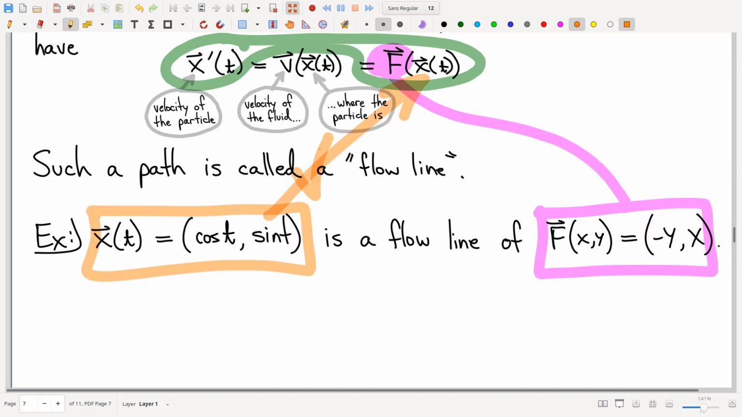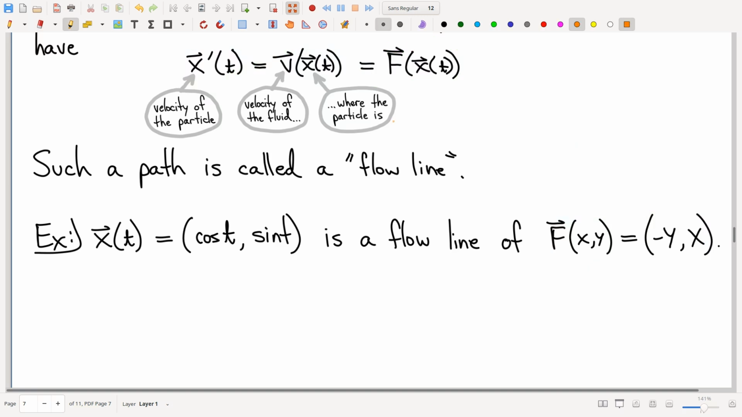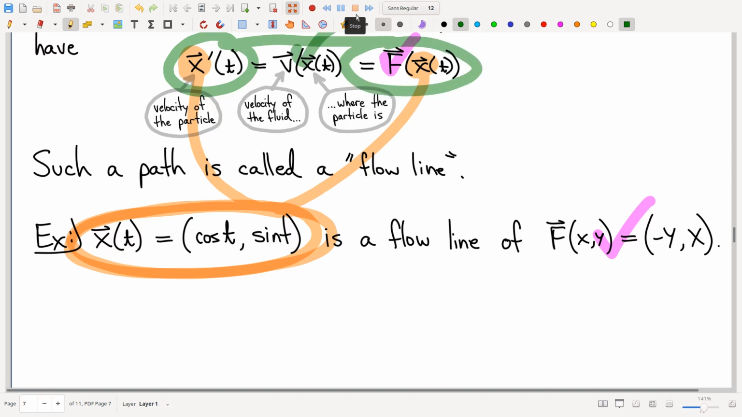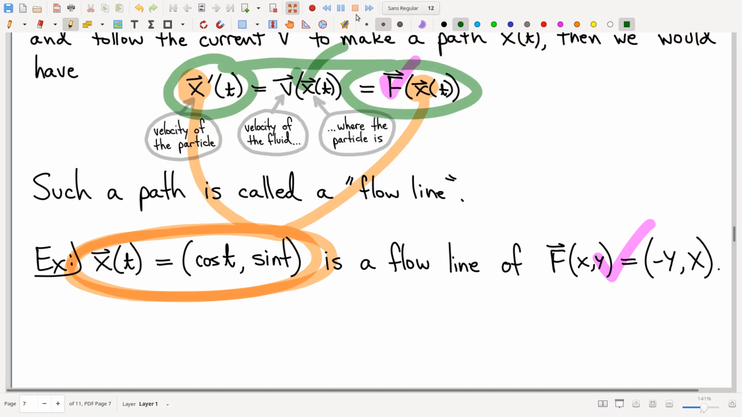How can you check that it's a flow line? Exactly. The way you're going to check this is by plugging in and confirming that the equation works. You're going to take this formula for x and take its derivative, like the left side says. And then you're going to take this same formula, plug it in here, and apply this vector field to it, doing whatever this vector field says. And then the way you're going to confirm that this has worked is you're going to compute both of these things and confirm that they are in fact the same, and thus the equation worked. Does that make sense? Okay.